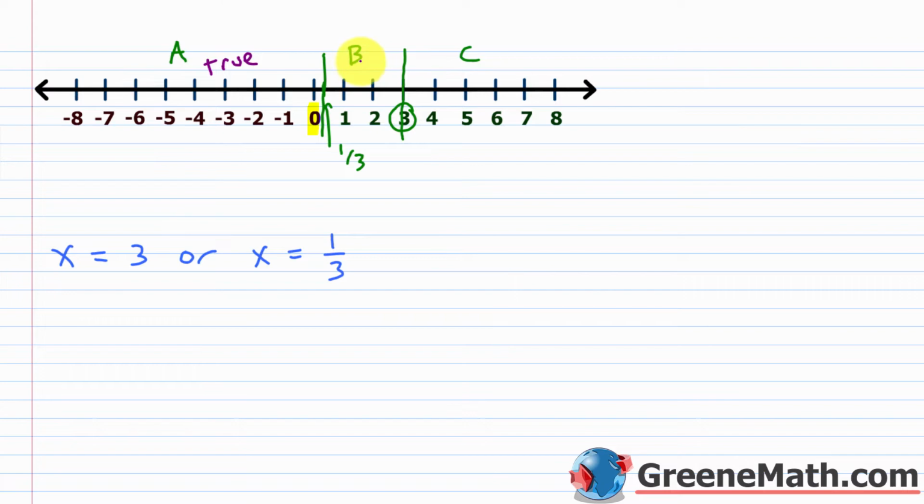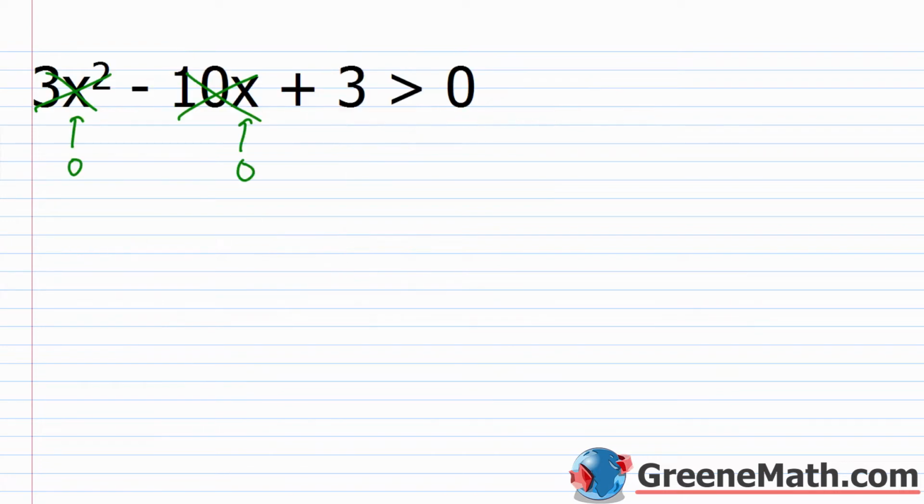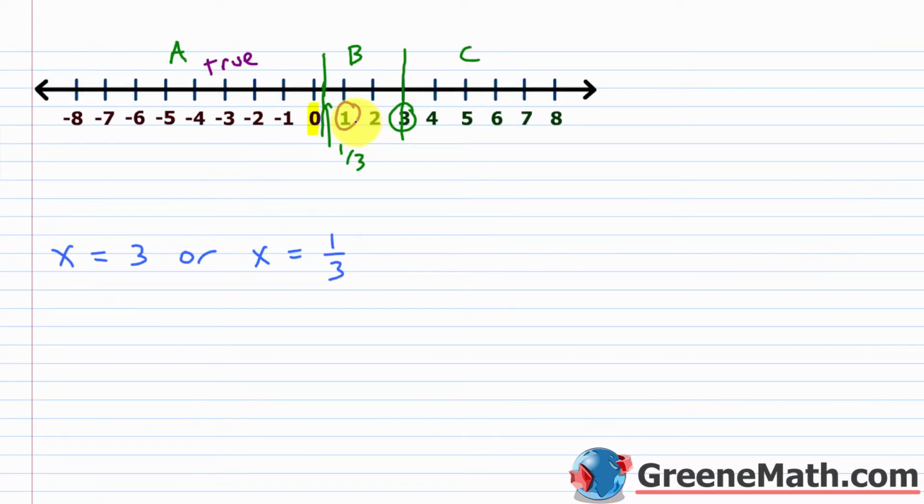So what about this region where we have the capital letter B? I can just choose something like 1. Okay, 1 is in that interval. And if I plugged in a 1 for x, what would I get? So 1 squared is 1. 3 times 1 is 3. Minus 10 times 1 is 10. Plus 3 is greater than 0. 3 minus 10 is negative 7. Negative 7 plus 3 is negative 4. Is negative 4 greater than 0? No, it is not. So that produces a false result. And so the values in this interval, interval B, do not satisfy the inequality. And so it's not going to be part of the solution set. So I'll write false here.